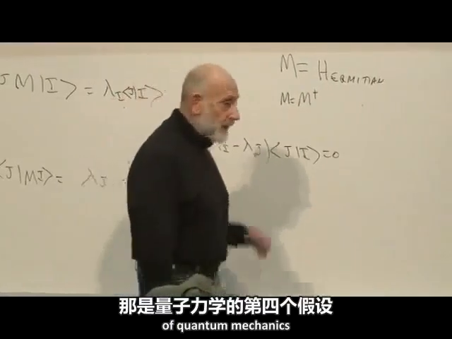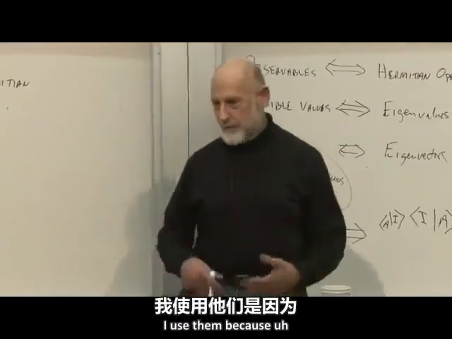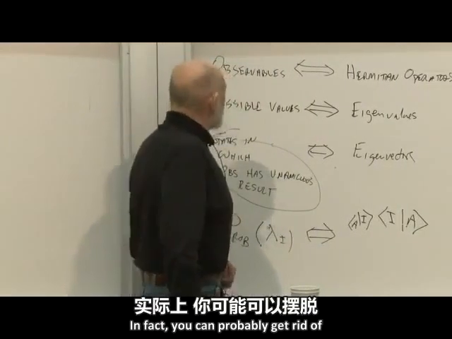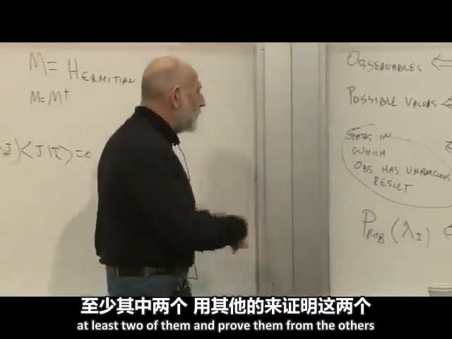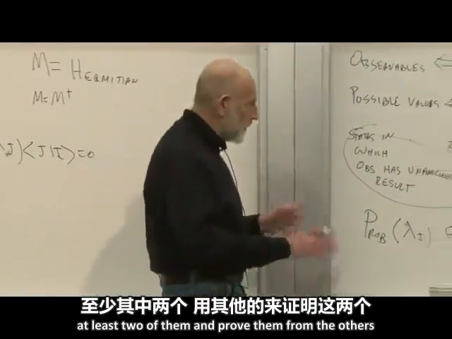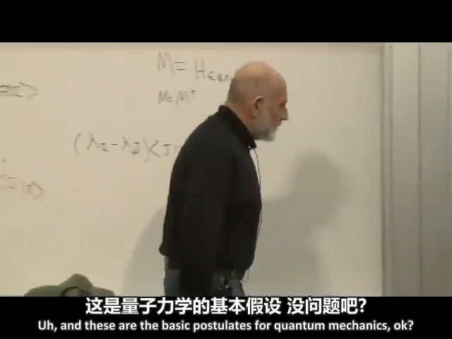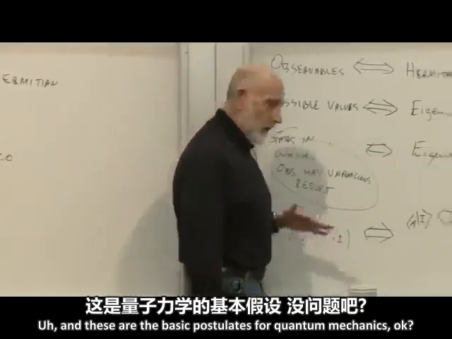of quantum mechanics. Now, they're not all independent. I use them because they're reasonably intuitive. In fact, you can probably get rid of at least two of them and prove them from the others, but we don't need to do that. This is a good starting point. And these are the basic four postulates of quantum mechanics.